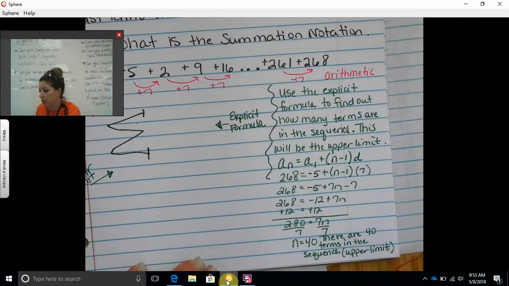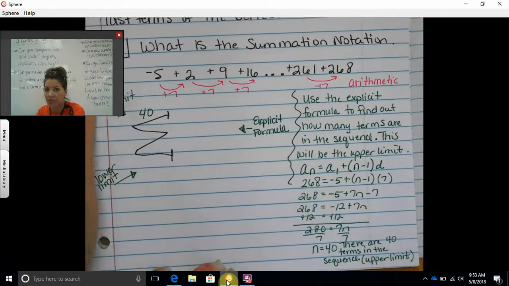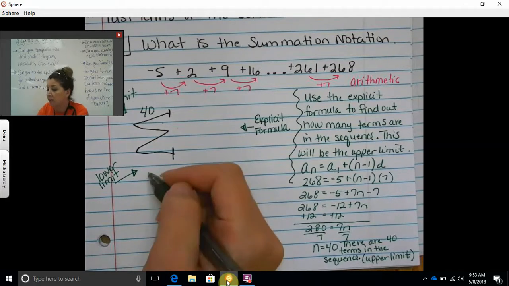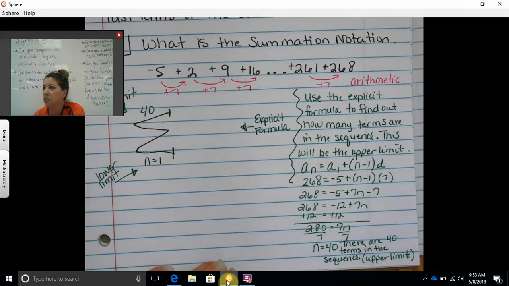Okay, so above sigma, you write a 40. That means I'm finding the sum of the first 40 terms of the sequence. Now, below it, that's where I'm starting from. I'm going to start with the first term, so I do n equals 1. Sometimes if they give it to you already, they give you n equals 0, and that's fine. It may not be 1. Usually you either see it as 0 or 1. Okay, if they don't tell us, we're just going to put n equals 1. But if they give it to you, it might be something different.